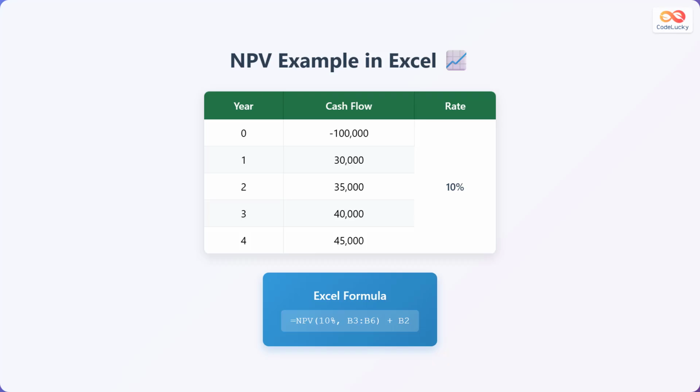Let's look at an NPV example in Excel. Suppose we have an initial investment of negative $100,000 in year 0, followed by cash flows of $30,000 in year 1, $35,000 in year 2, $40,000 in year 3, and $45,000 in year 4. Assuming a discount rate of 10%, the Excel formula to calculate NPV would be =NPV(10%, B3:B6) + B2. This formula calculates the present value of the future cash flows and adds it to the initial investment to give the net present value.